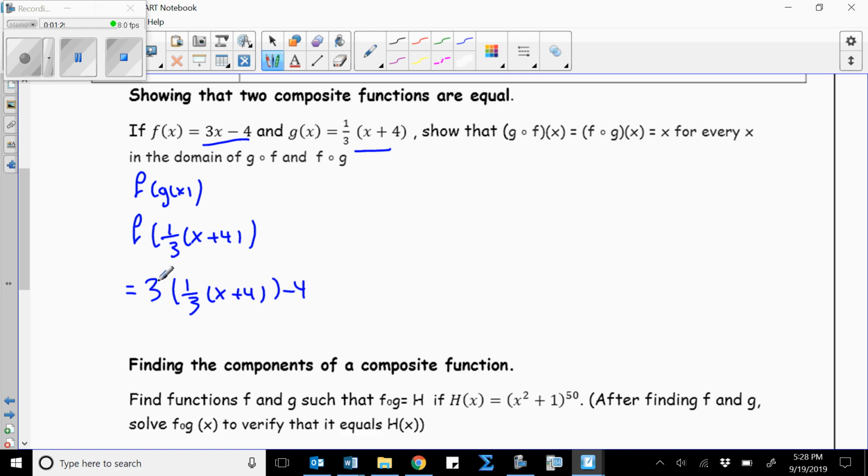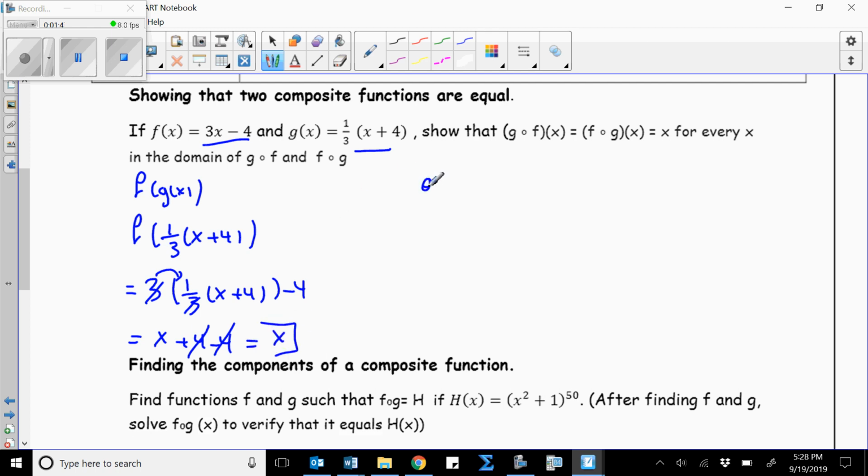The first thing that we can do is multiply 3 by 1 over 3, which will be 3 over 3, and it's 1. So these two cancel each other. Then you have x plus 4 minus 4. 4 and minus 4 will cancel each other. So that's equal to x.